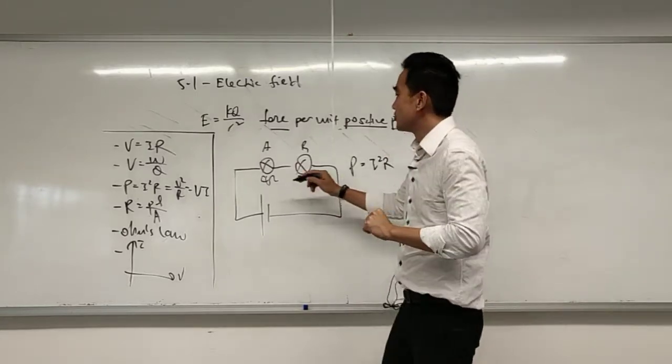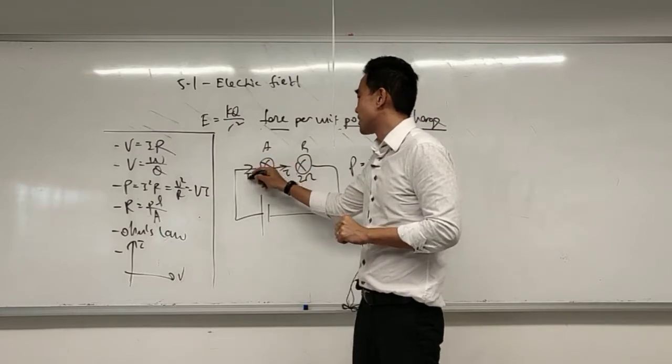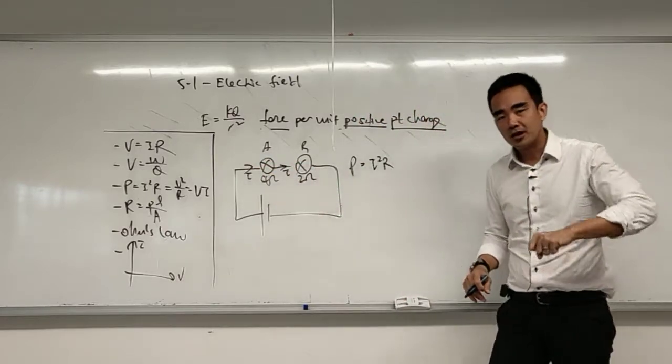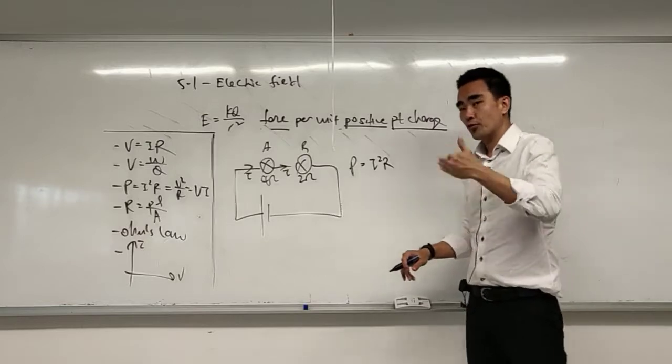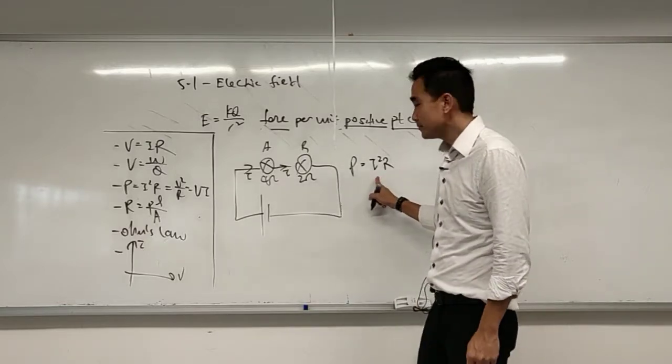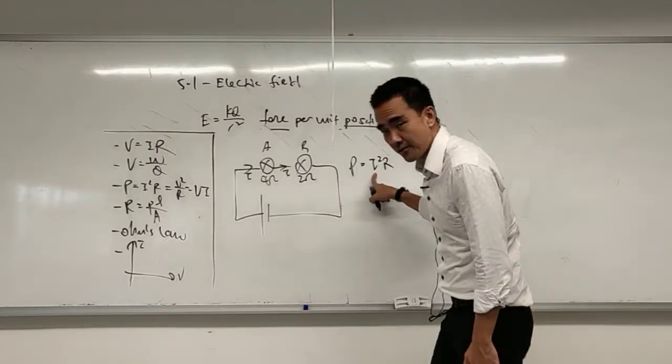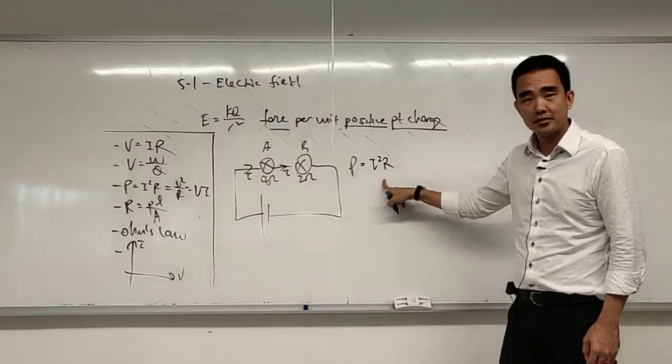It is a series circuit, so you need to know that the currents are the same. And because the currents are the same, I need to choose an equation that allows me to compare the power with only the resistance. That's why I chose this one. So in this case, since the currents are the same, bulb A will be the brighter one.